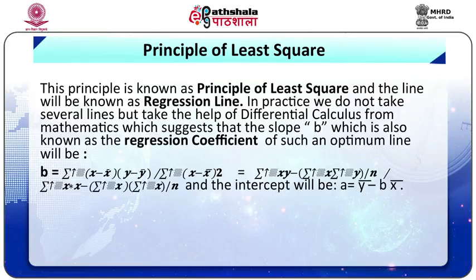suggests that the slope b, which is also known as the regression coefficient of such an optimum line, will be b is equal to summation (x minus x bar)(y minus y bar) upon summation (x minus x bar) squared, which is equal to summation xy minus (summation x)(summation y) upon n, upon summation x squared minus (summation x)^2 upon n, and the intercept will be a is equal to y bar minus b x bar.